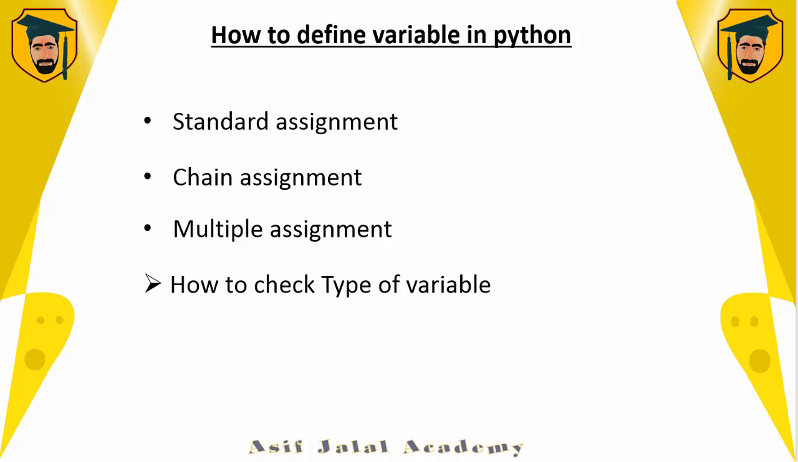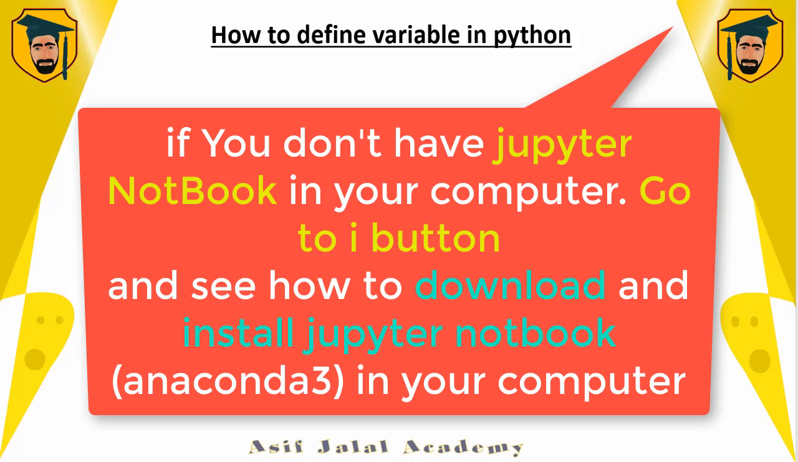It's very simple. There are different ways of assigning variables, which I categorize as standard assignment, chain assignment, and multiple assignment. I will cover these in the practical, and then we will check how to check the type of a variable. As we are not specifying the type of variable, there should be some way of checking it. It will be covered in the practical.